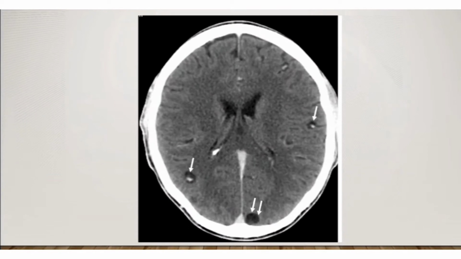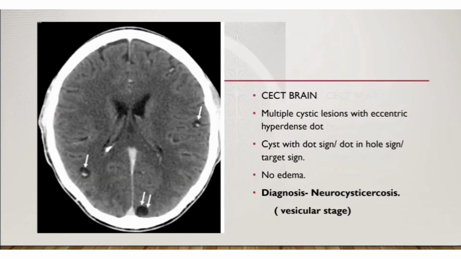This is a contrast enhanced CT scan of brain. Why contrast? Because you can see the contrast material within the vessels and the venous sinuses, and you can see the multiple cystic lesions and some hyperdense dot within the cystic lesions. I have marked the findings, and there is no pericystic edema. So your straightforward diagnosis is again neurocysticercosis.